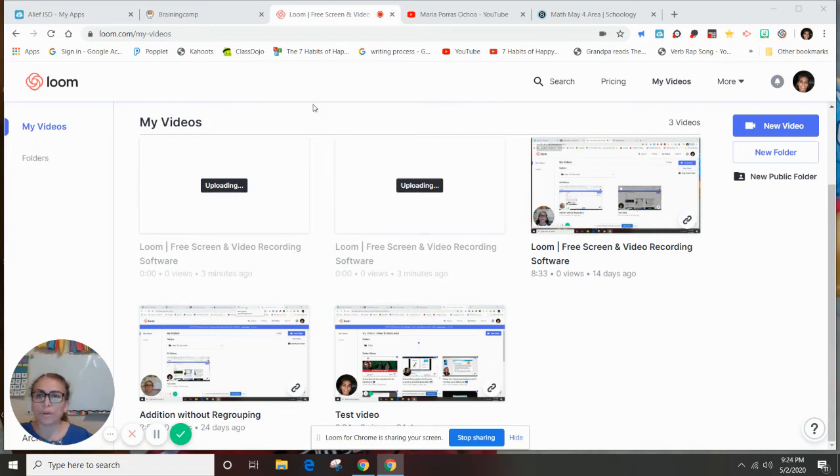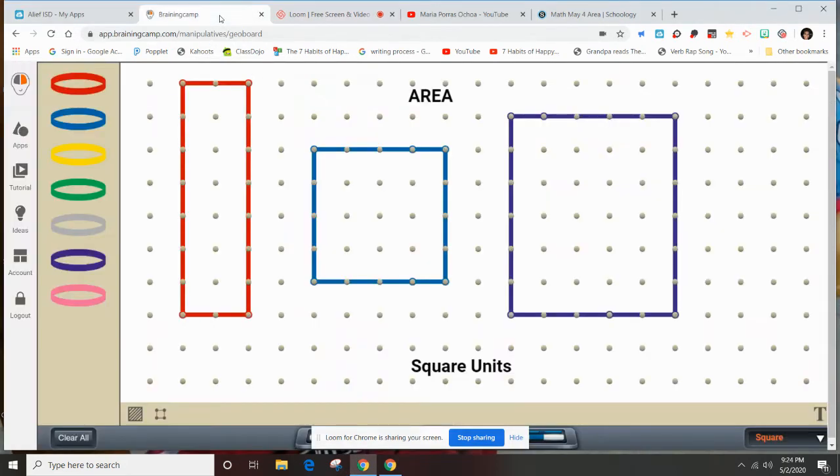Today's video, we're going to talk about area. The area is the measurement of space inside a shape, inside the boundaries of a shape. The boundaries of these shapes would be these red lines, the blue lines, and the purple lines, and we will call that in math perimeter. The perimeter is what contains this area inside.